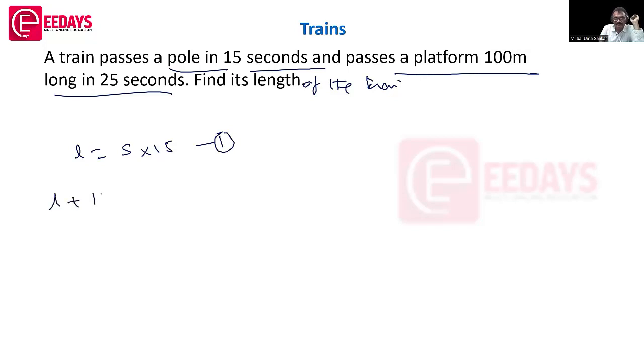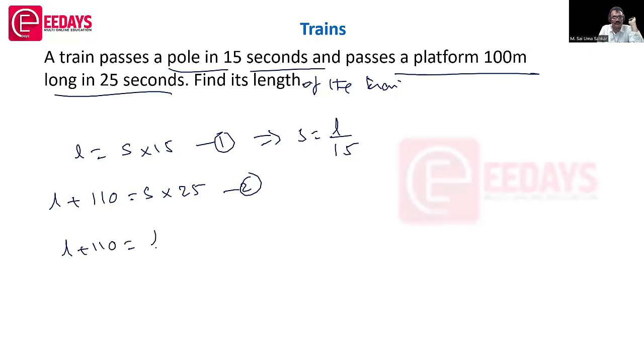Train length plus platform length is equal to train speed into 25 seconds. This is the second equation. Here what we need is the length of the train, so we have to cancel S. S is equal to L by 15. Now substitute the value of S here: L plus 100 is equal to L by 15 into 25.